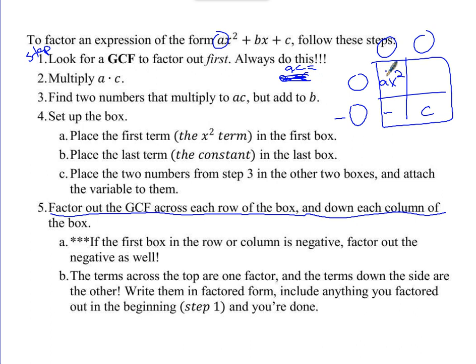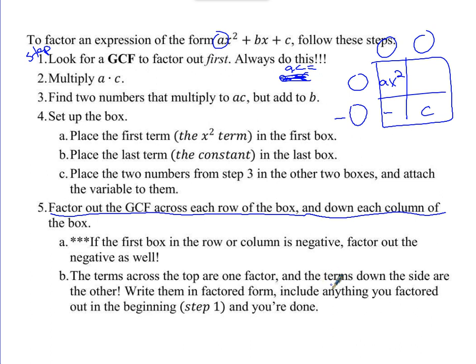This guy here is positive, this one's negative. So in this column, this term is going to be positive. Basically, the first box in the row, or the first box in the column: if the first box is positive, the term you factor out is positive. If the first box is negative, the term you factor out is negative. You'll see examples of that when we get there.